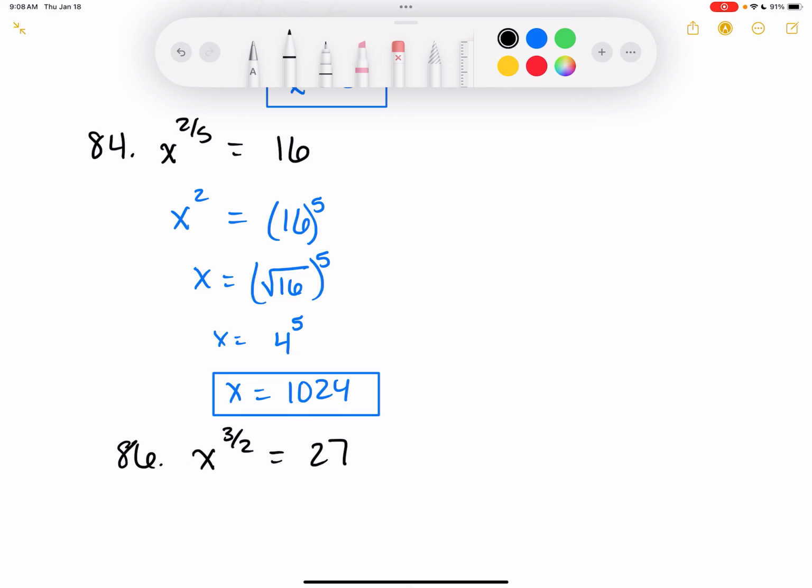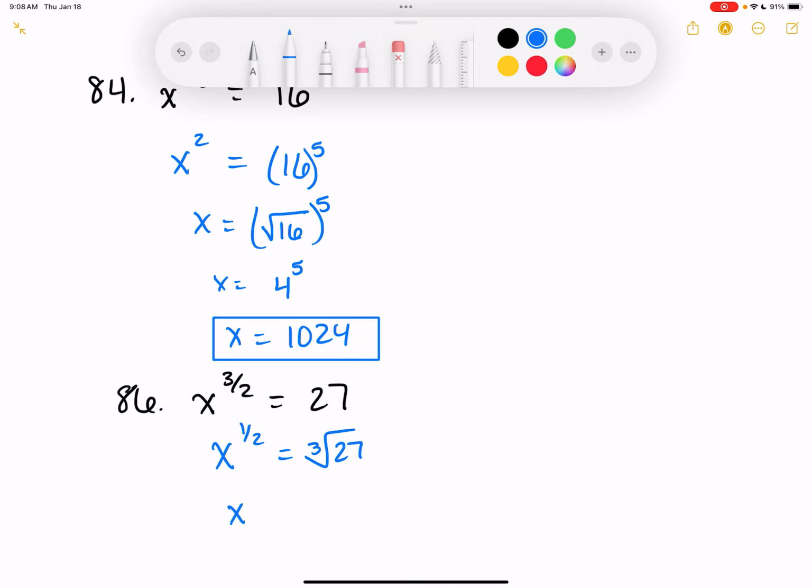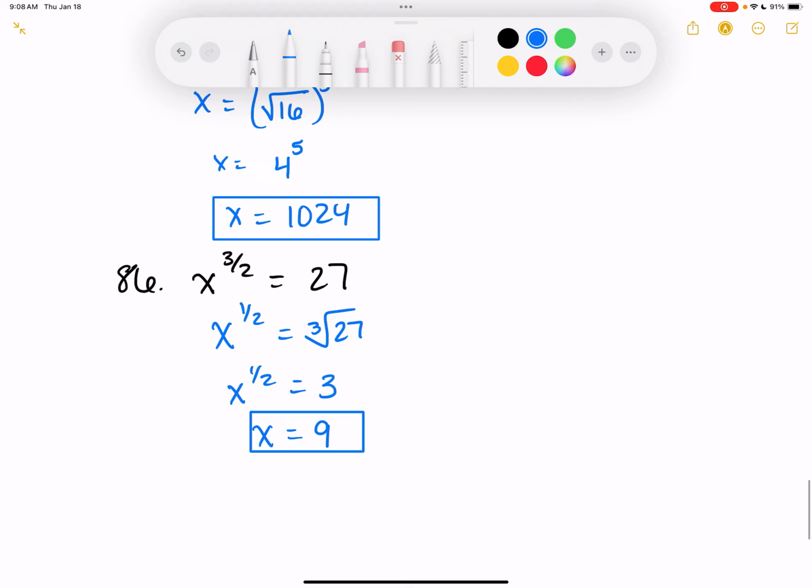Yeah. So this is going to be, and it doesn't matter what order you do the things in, you could do it either way, x to the 1/2 is equal to the cube root of 27. You know what the cube root of 27 is? 3. So x to the 1/2 is equal to 3. Now what? x equal to 9. Yep, so you squared both sides. So x is equal to 9.